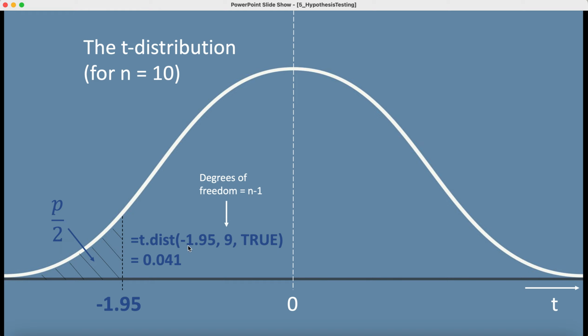And we calculate that in Excel using the t-distribution function. So T.DIST, put in the t-score that we found. Degrees of freedom in this case is n minus 1, 10 minus 1 gives us 9. And then we always put the value TRUE, so it gives us a cumulative distribution function, which is the left tail probability. And that comes up with a value of 0.041. That's p over 2.